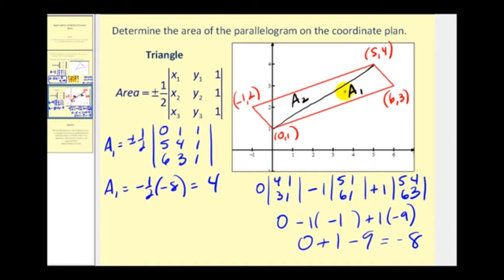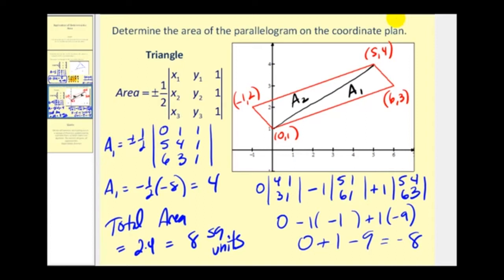And since these triangles are congruent, or area 1 is equal to area 2, we can just multiply this 4 by 2 to find the area of the parallelogram. So the total area will equal 2 times 4, or 8 square units. Now if it wasn't a parallelogram, but just a quadrilateral, we would have to find the area of the two triangles separately because they wouldn't be the same, and then add them together.